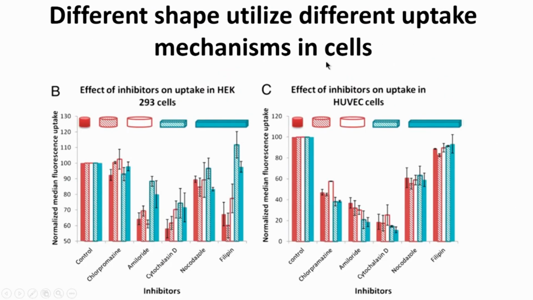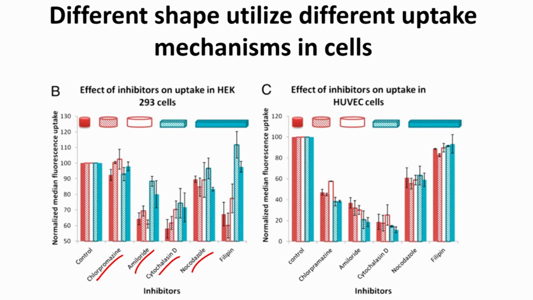And then further to that, they looked into what mechanisms are causing this, using different inhibitors. I am not going to go into details of what these inhibitors do, but essentially the cells have different pathways through which the particles are uptaken, and all of these inhibitors inhibit some of these pathways, and what they find is that different shape particles get uptaken by different mechanisms.